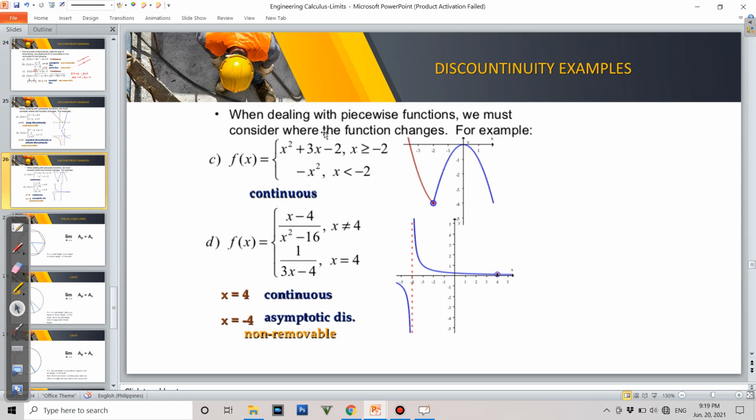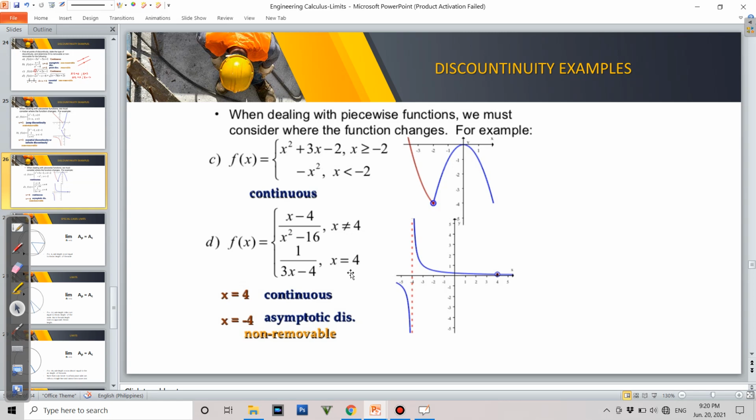And then, when dealing with piecewise functions, we must consider where functions changes. For example, here. Okay. Although may piecewise tayo dyan, there will be also this continuity in that. Okay. So we must have also to check that one. Although meron tayong open dito, for sure, this one. There will be a continuity here because this touches this point. But this approaches that point also. Okay?